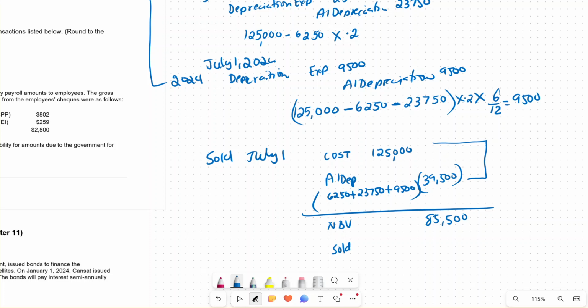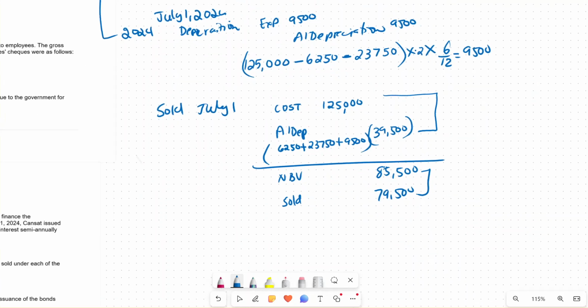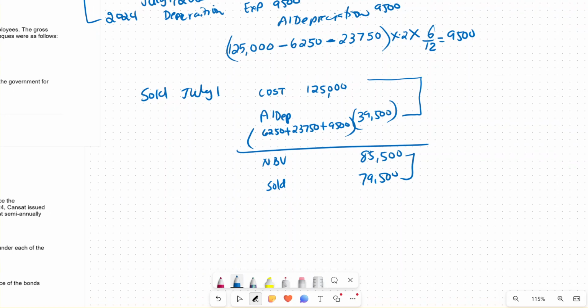But somebody is telling you we sold it for 79,500. We sold it for less, and if you sold it for less, we have a loss. If you sold it for more, it will be a gain. So when you have to do the entry, even though the question didn't ask for it, the cash we received will be a debit of 79,500. The equipment, the machinery, the asset that was sold, will be a credit.